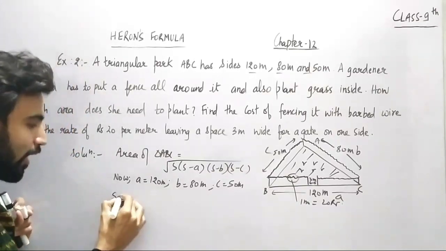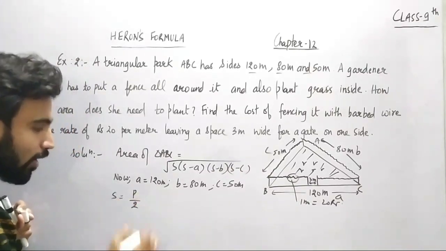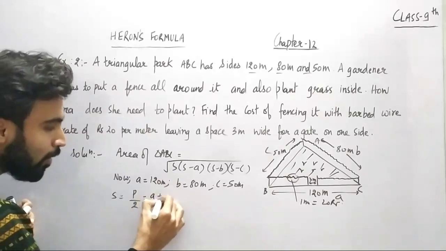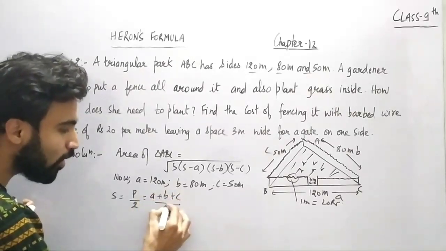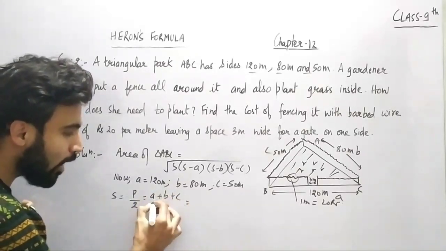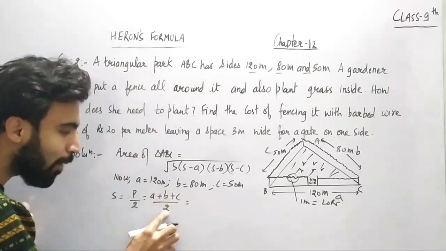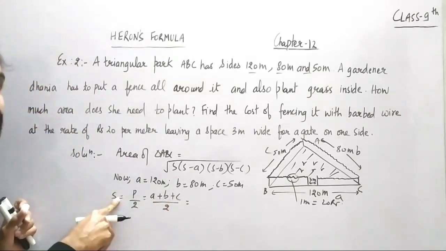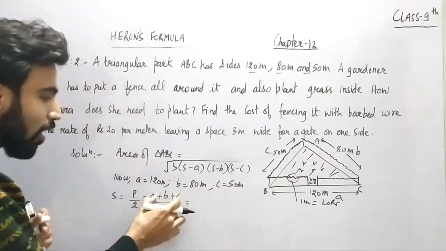So S हम कैसे निकालेंगे? Simply perimeter का half करके, right? Now how we will calculate perimeter? Simply by adding the sides of the triangle, right? So यहाँ पे आप देख सकते हैं A, B और C तीनों sides को add करके divide by 2 करूंगा, so that will get me the semi perimeter, यानी perimeter का half, right?